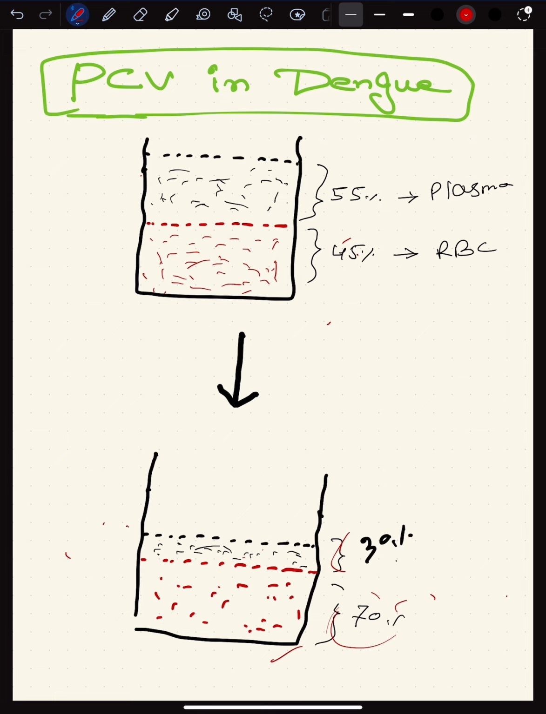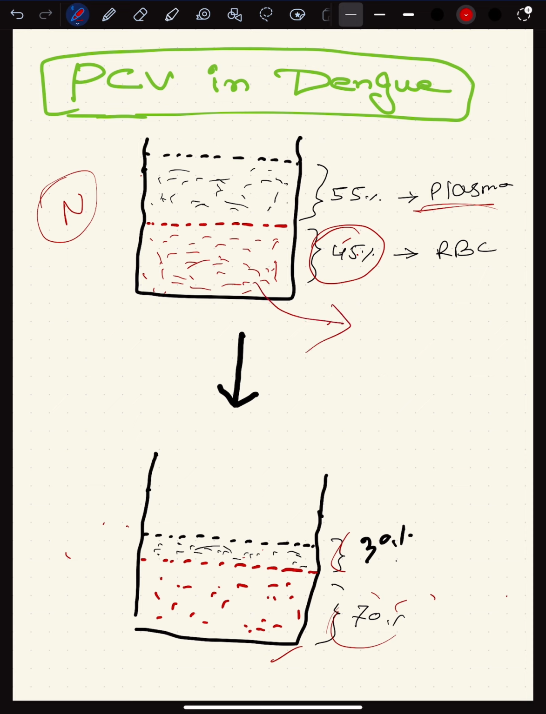Okay, now we are facing a crisis of dengue fever, and we are really bothered about the hematocrit or the packed cell volume. What does it mean? In a normal case, the first picture shows the normal: we have 55% plasma and 45% RBC. In dengue fever, there is inflammation of the vessel and the fluid leaks out of the vessel. So there will be less plasma and normal RBC.